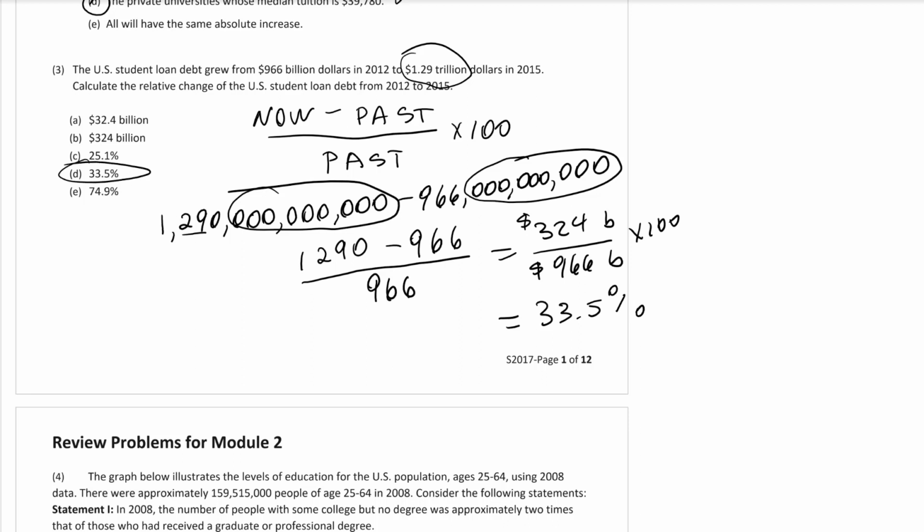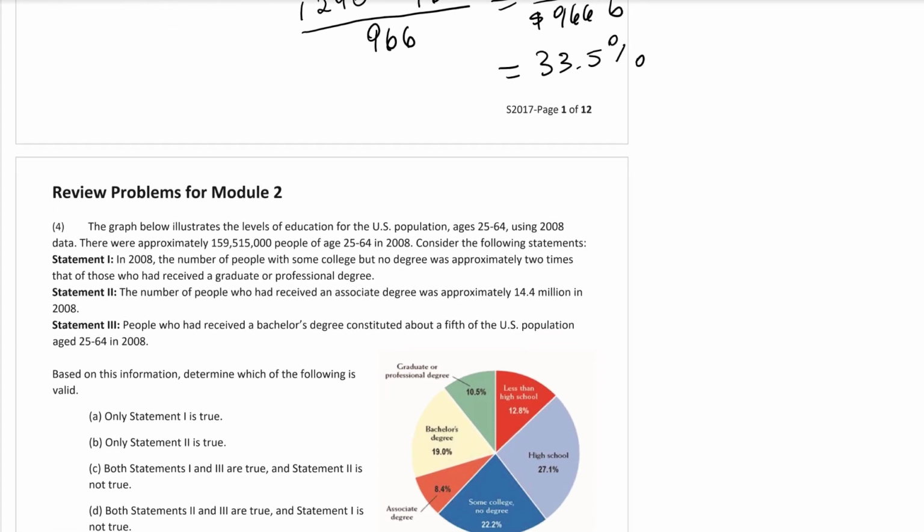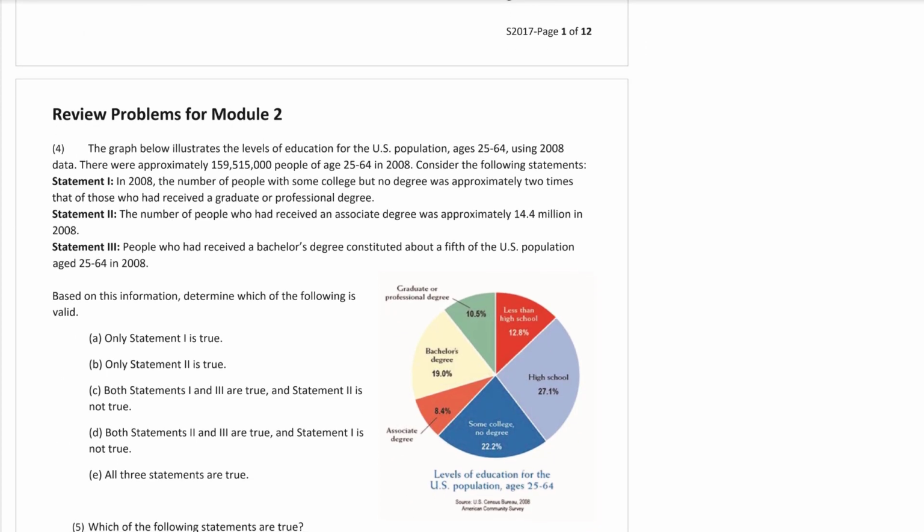All right, so question number 4 has to do with the graph. It illustrates the level of education for the US, with different degrees, and we have 3 statements which we want to say whether they're true or false. Statement number 1: in 2008, the number of people with some college but no degree was approximately 2 times that of those who had received a graduate or professional degree.